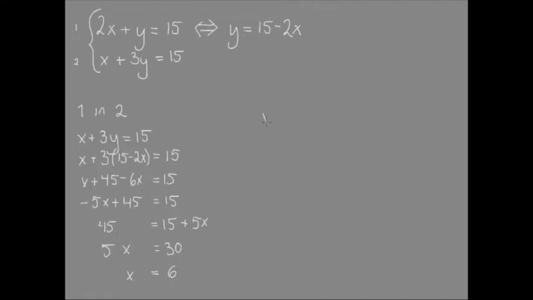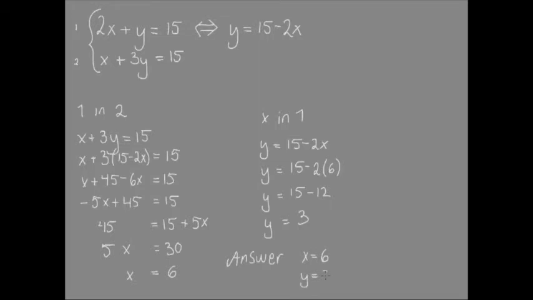So, x in 1. y equals 15 minus 2x. So instead of writing 2x, I'm writing 2 times 6. So, y equals 3. The answer to this equation system is y equals 3 and x equals 6.